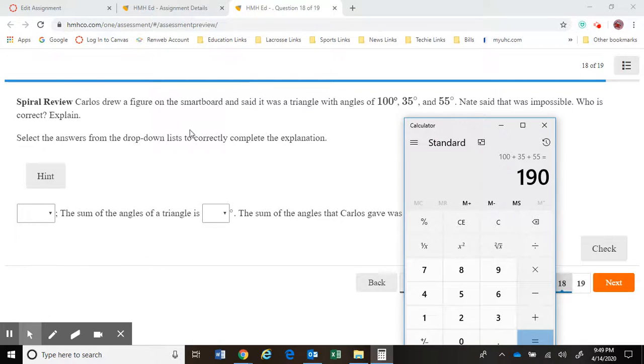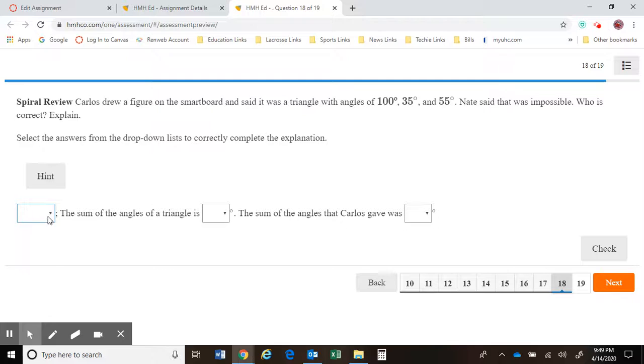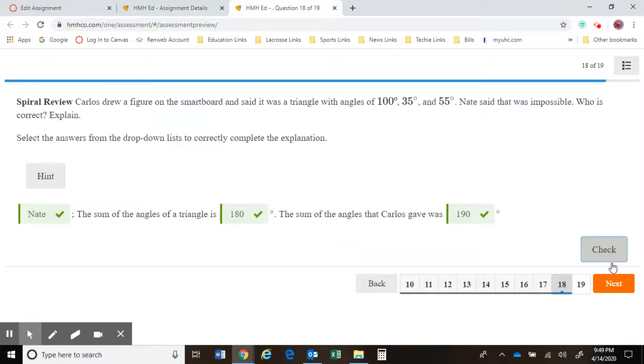So let's see, is Carlos right or is Nate right? Well, obviously Nate's right. It's not a triangle. Nate's correct because the angles of a triangle add up to 180, and the sum of the angles Carlos gave was 190.